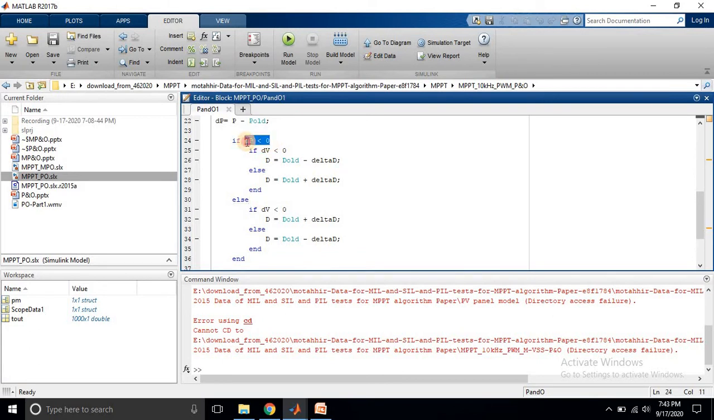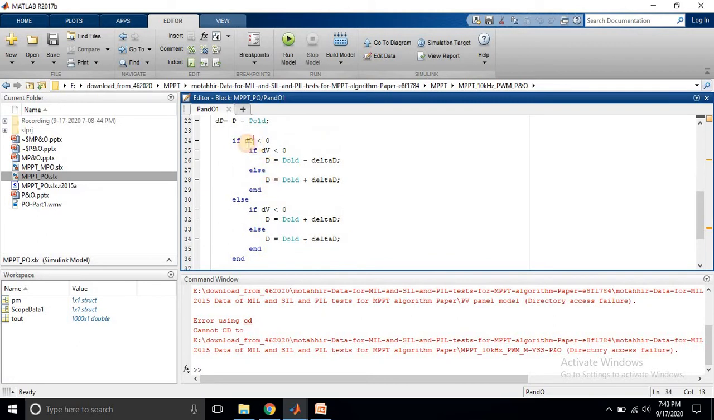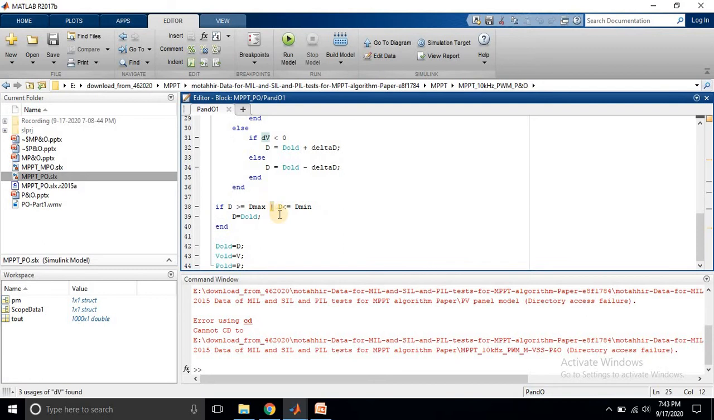If the power difference is not less than 0, then you have to execute this other loop. That means if the power difference is greater than 0, then you have to check the voltage difference. If the voltage difference is less than 0, then you have to increment the duty cycle, otherwise you have to decrement the duty cycle. So after finding the duty cycle based upon the power difference and voltage difference conditions, you have to compare it with the maximum and minimum duty cycle values, to check whether the duty cycle from the P&O algorithm is in between the minimum duty cycle limit and the maximum duty cycle limit.